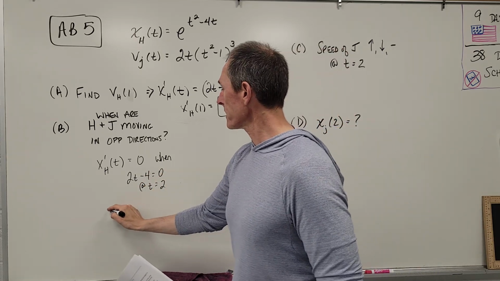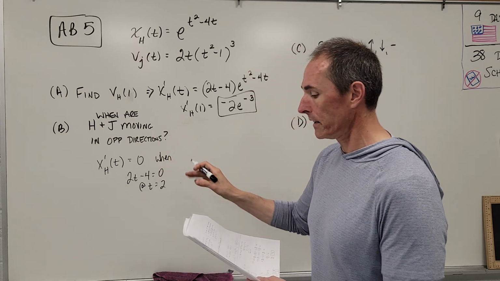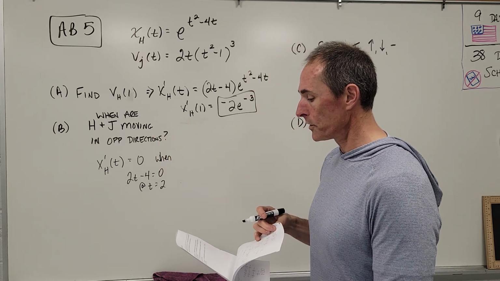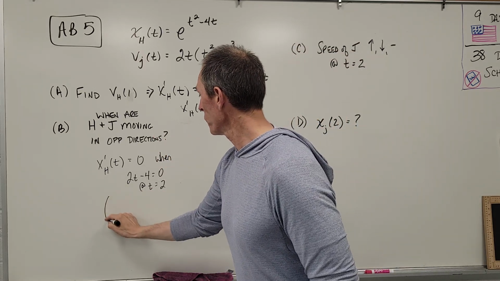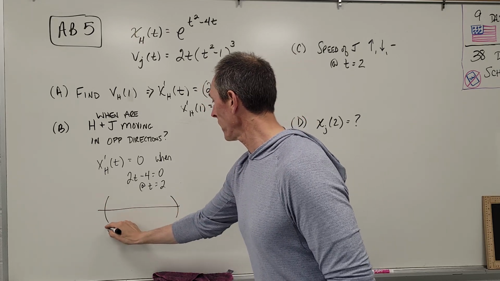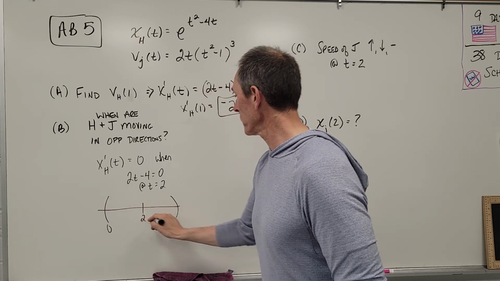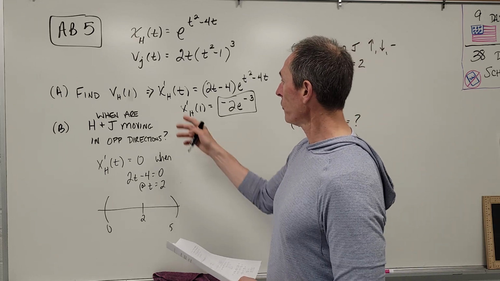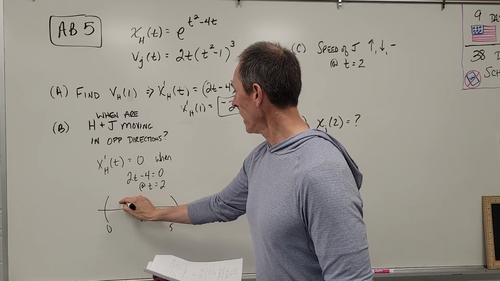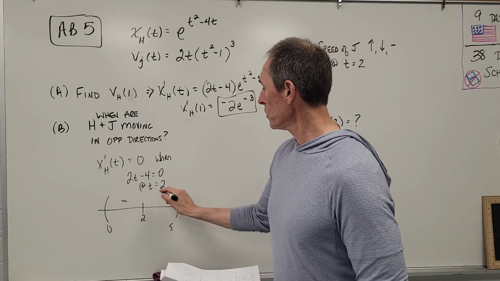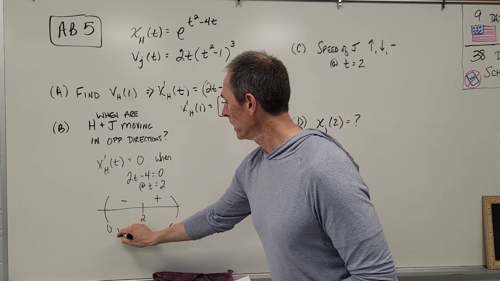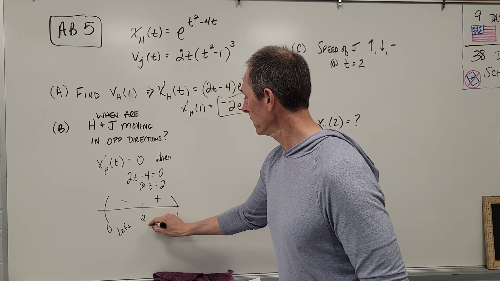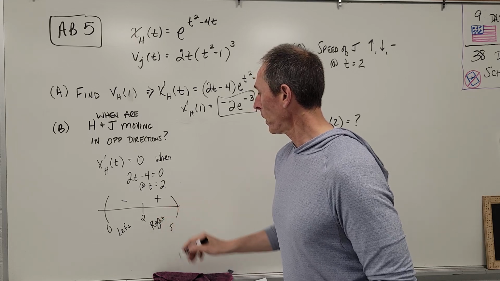Okay, so let's test this for a little bit. Now they ask us to confine this to the interval 0 to 5, right? So if we go 0 to 5, and we're really focused on what's happening around 2, we'll find that the velocity of particle H is negative from 0 to 2, positive from 2 to 5. So here, the particle will be moving left. Here, the particle will be moving right.